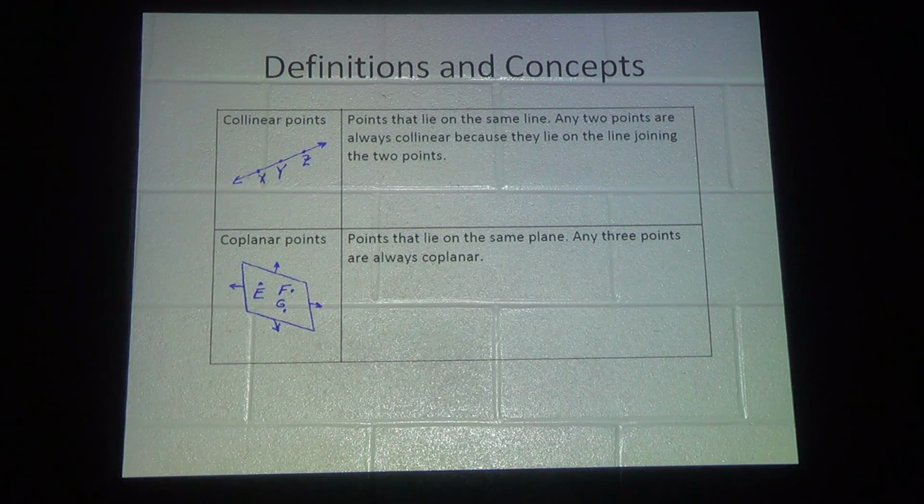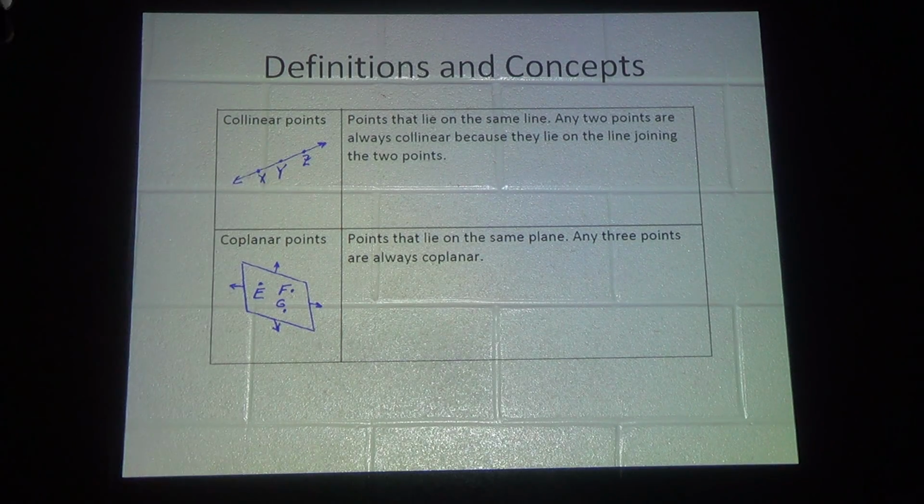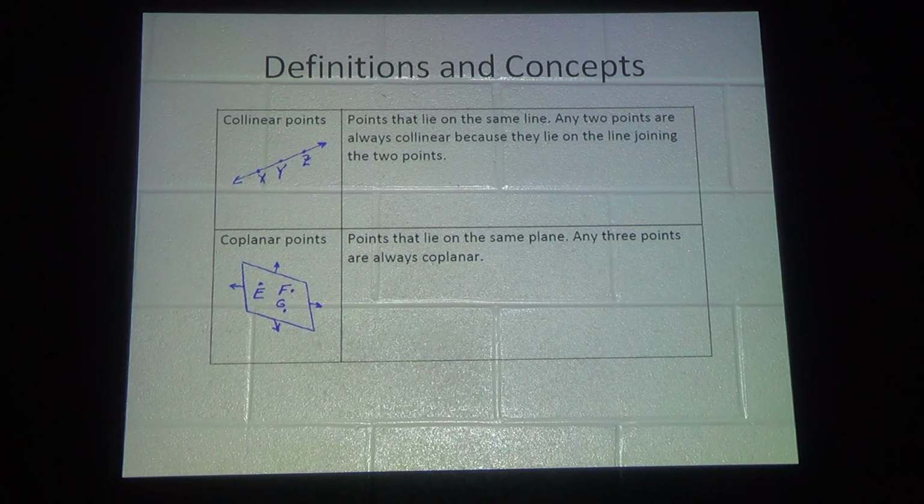Okay, collinear points. This was something they referred to earlier. This simply means that all of these points are on the same line. Any 2 points are always collinear because anytime you have 2 points, you can always draw a line between them. But 3 can only be collinear if they're on the same line together. So if I picked another point W over here, it would not be collinear with all 3. Coplanar points simply means that the points are all on the same plane. Anytime you have 3 points that are not in a straight line, they will always be coplanar.